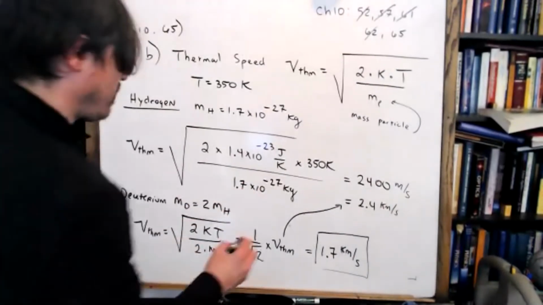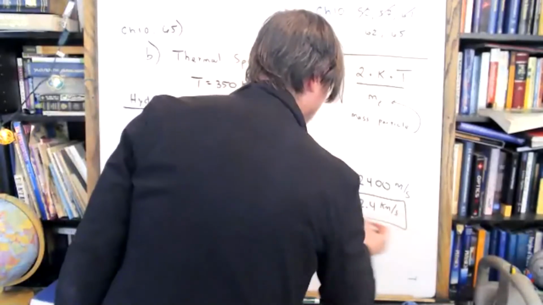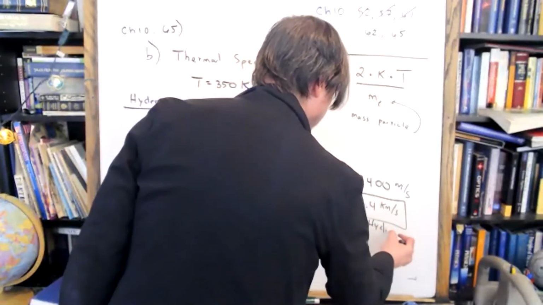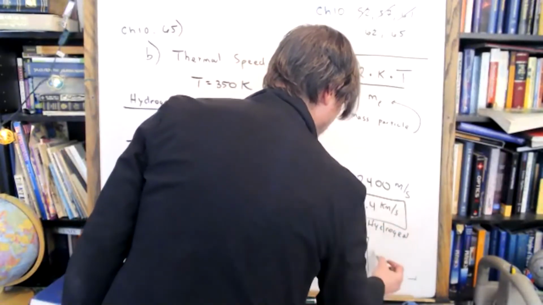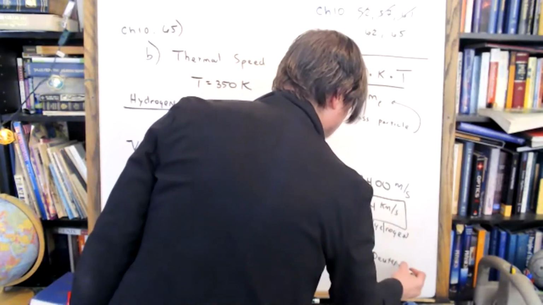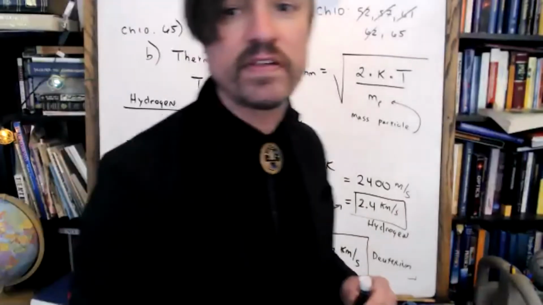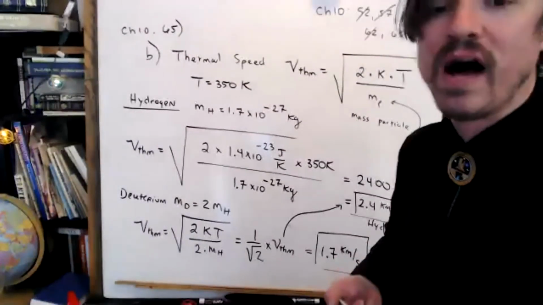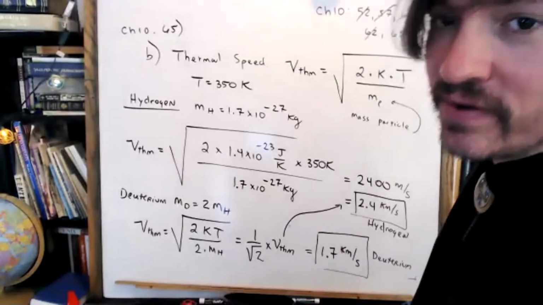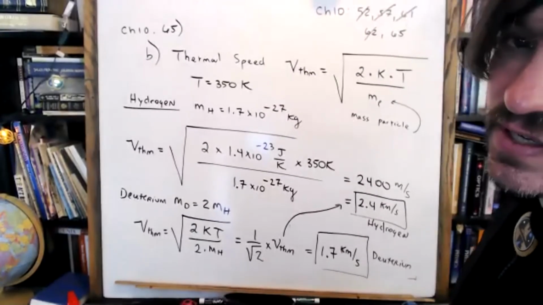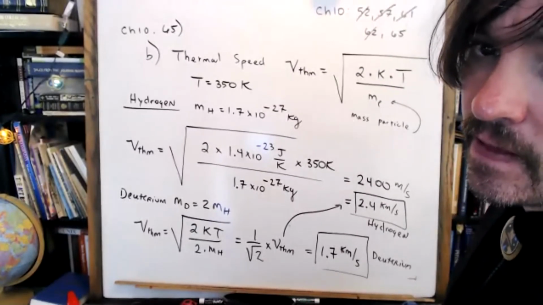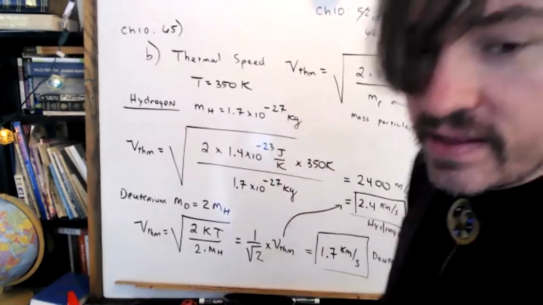Okay. Now, we've got 2.4 and we've got 1.7. This is hydrogen. This is the thermal speed of deuterium. I'd like you to notice that deuterium is more sluggish than hydrogen. Why are the deuterium atoms more sluggish than the hydrogen atoms? They have twice the mass. Heavier. Exactly. All right.